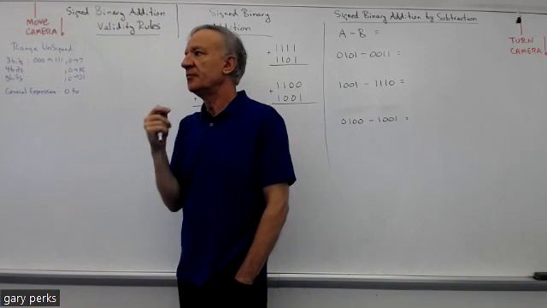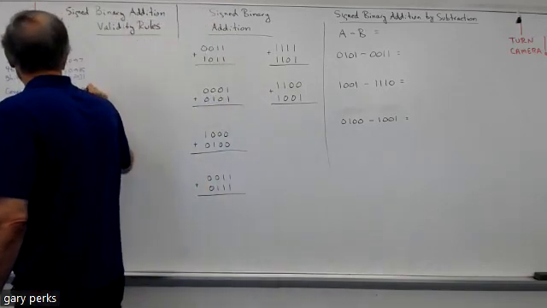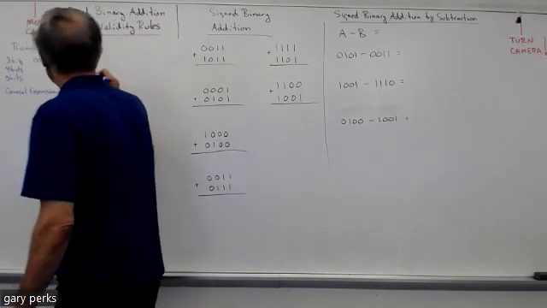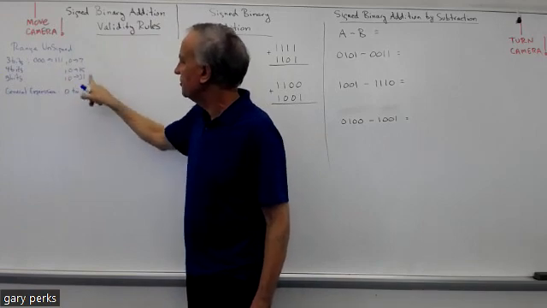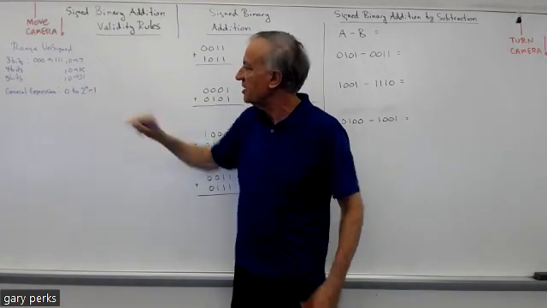2 to the n, where n is the number of bits. Would that be all that I would need? Minus 1. Right, because 3 bits, 2 to the 3, 8 minus 1, 7. 4 bits, 2 to the 4, 16 minus 1, 15. So that's our general expression for unsigned.